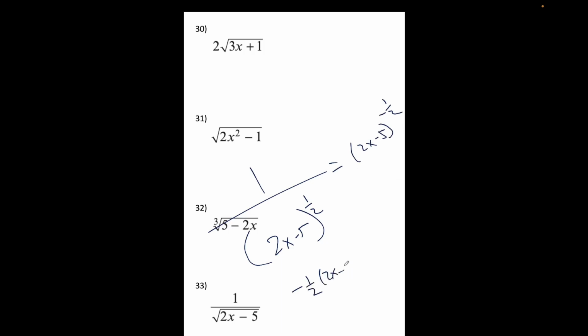Move on. Number 33. Isn't that just going to be 2x minus 5 to the power of a half like this, 1 divided by, which is the same thing as 2x minus 5 to the power of negative a half. So differentiate is going to be negative a half bracket 2x minus 5 to the power of negative 3 over 2 times the whole thing by 2, differentiation inside, which is negative bracket 2x minus 5 to the power of negative 3 over 2.